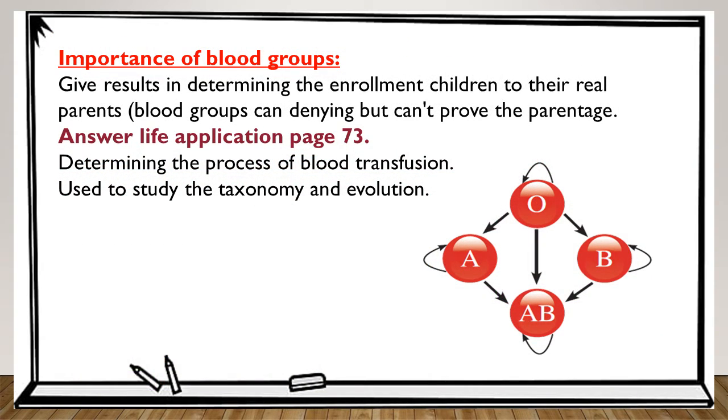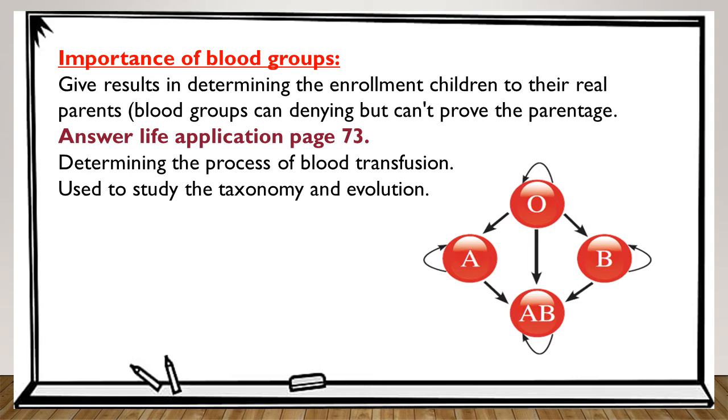About the importance of blood groups. Number 1, it helps in determining the parentage of children to their real parents. So blood groups can be used to exclude but cannot prove the parentage. We have a life application on page 73 in the book. Please check it.